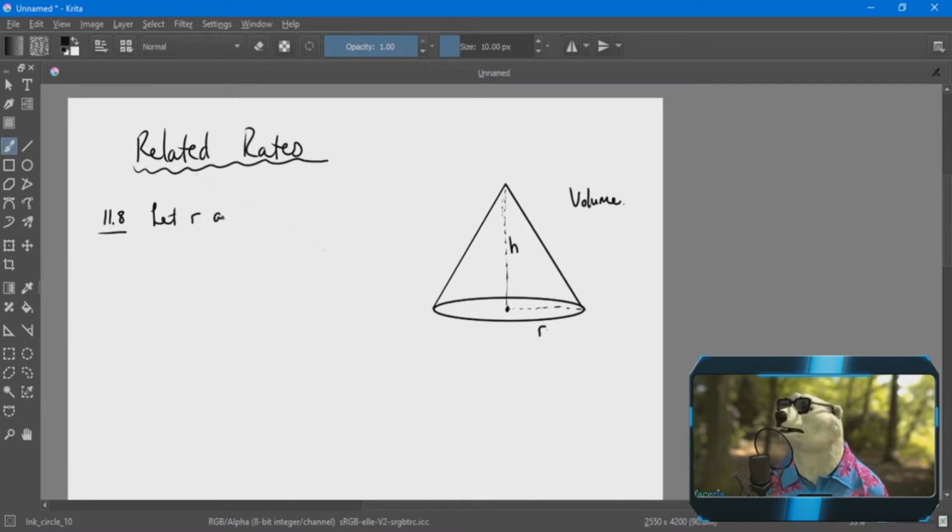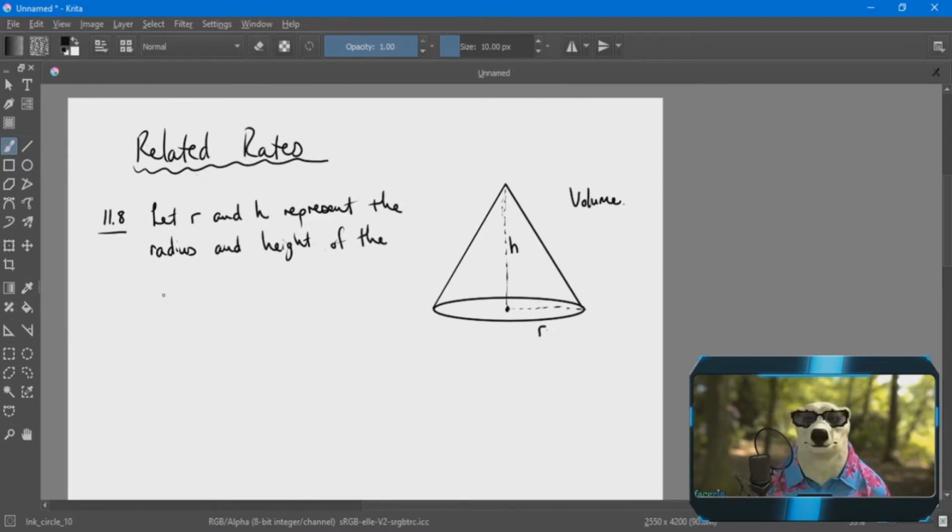Let R and H represent the radius and height of the cone, as we show with our diagram, and let V represent the volume. We're also going to need to know the volume, and that should be enough.